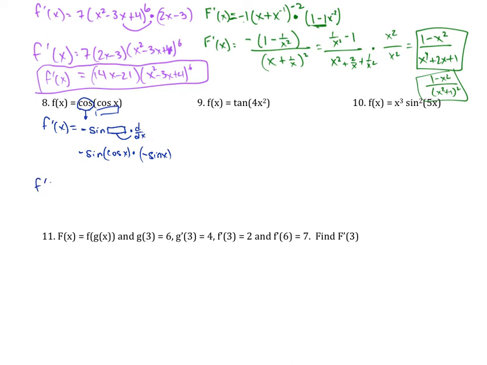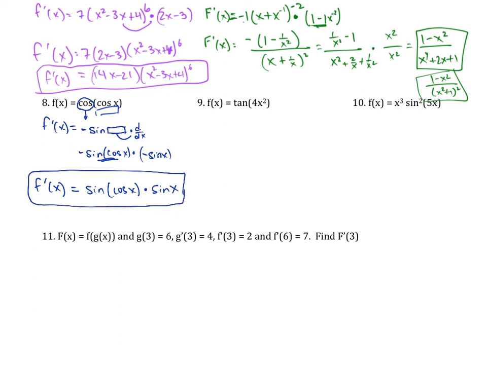So f prime of x, now I can clean this up. These two negatives become a positive. But remember, this sine is attached to this cosine. So I just have to write it as sine cosine x times sine x, like that, and leave it as is. Moving on to the next one.